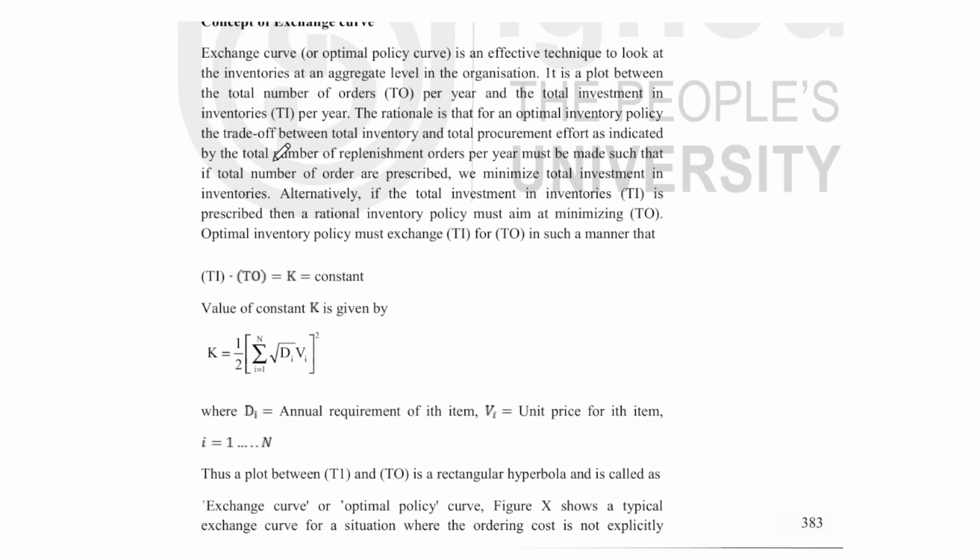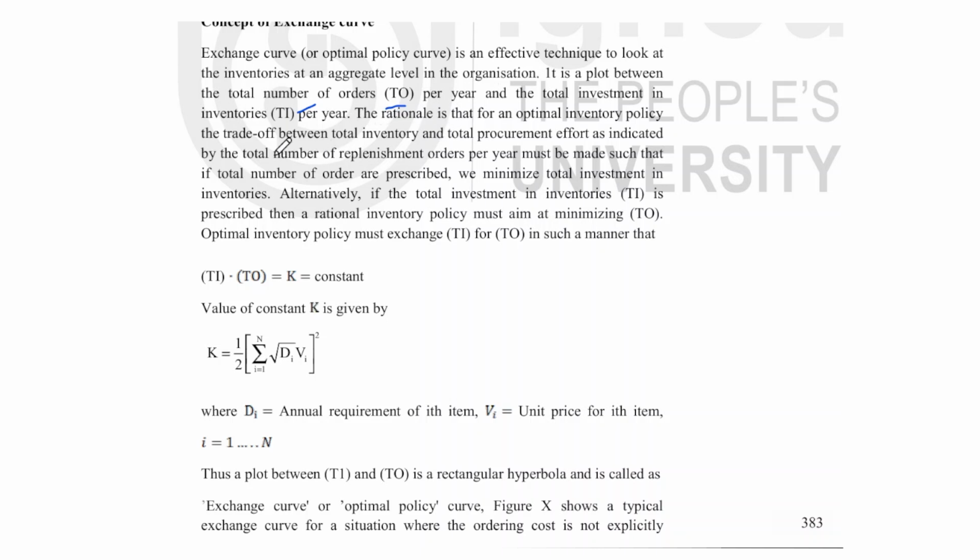The exchange curve, also known as the optimal policy curve, is an effective technique to look at the inventories at an aggregate level in the organization. It is a plot between the total number of orders, that is TO, per year, and the total investment in inventories per year.